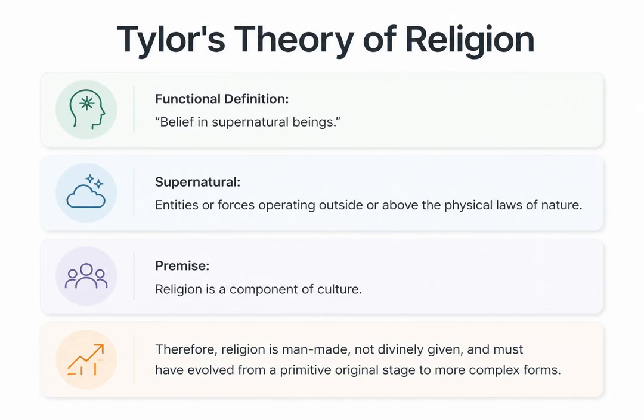Consistent with his view that culture is a human-made phenomenon, Tylor approached religion analytically rather than theologically. He defined religion simply and functionally as the belief in supernatural beings. By supernatural, he meant anything that operates outside the normal physical laws of nature. Because religion is a component of culture, and culture is man-made and evolves, Tylor reasoned that religion too must be a human invention with an evolutionary history. He set out to find the very first, most primitive form of religion and trace how it evolved into the complex monotheistic religions of his day.